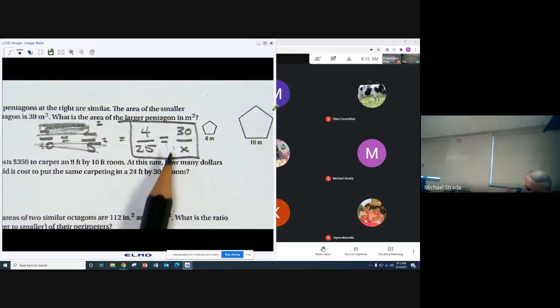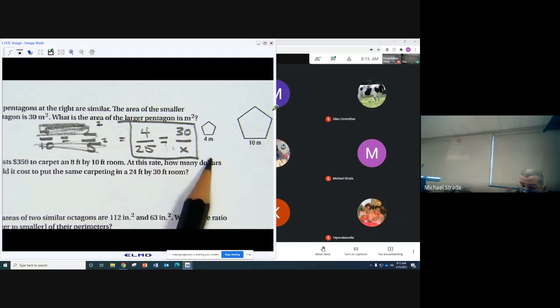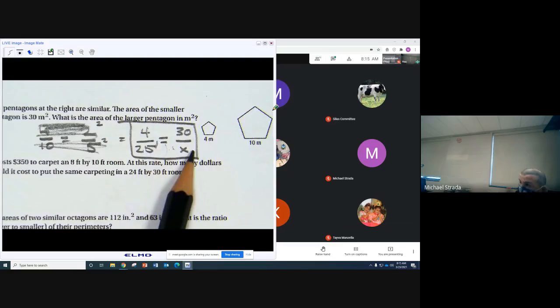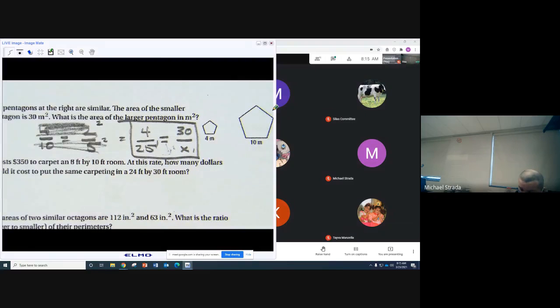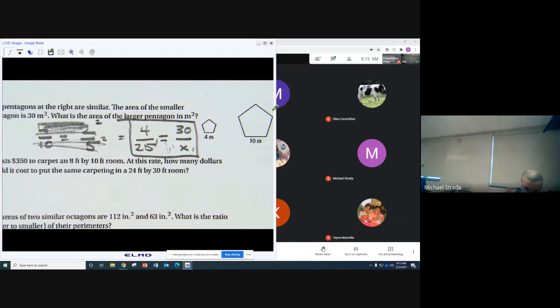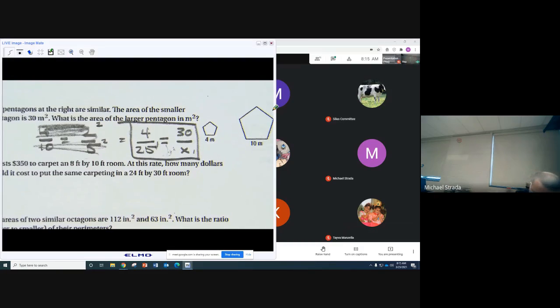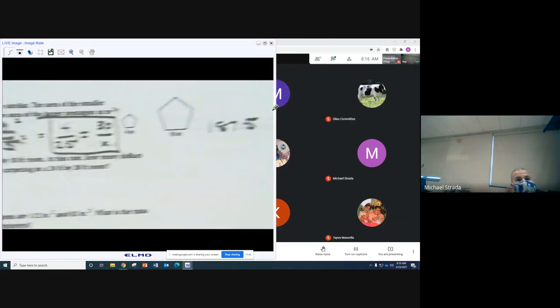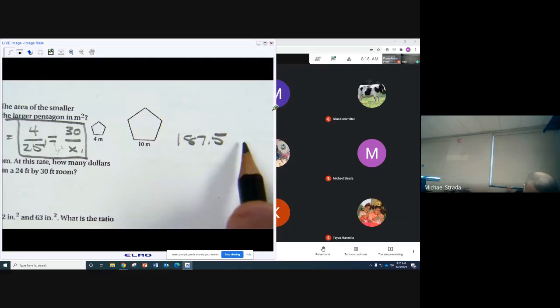Because that way, if you set up your proportion right and do your math wrong, will you get credit for doing your proportion? Yes. If you set up your proportion wrong but cross multiply right, will you get credit for doing that? Yes. You understand? So that's why you're showing that. And then 750 divided by 4 is 187.5. All right, 187.5 meters squared.